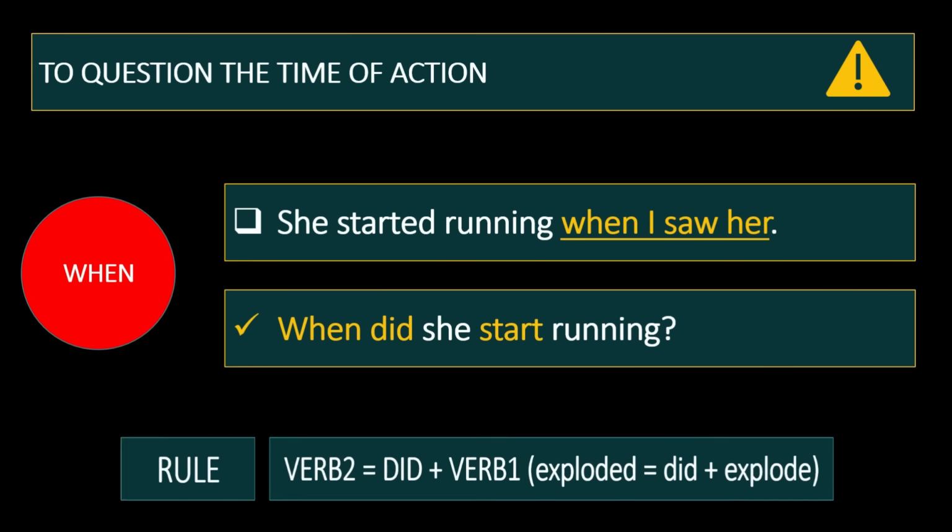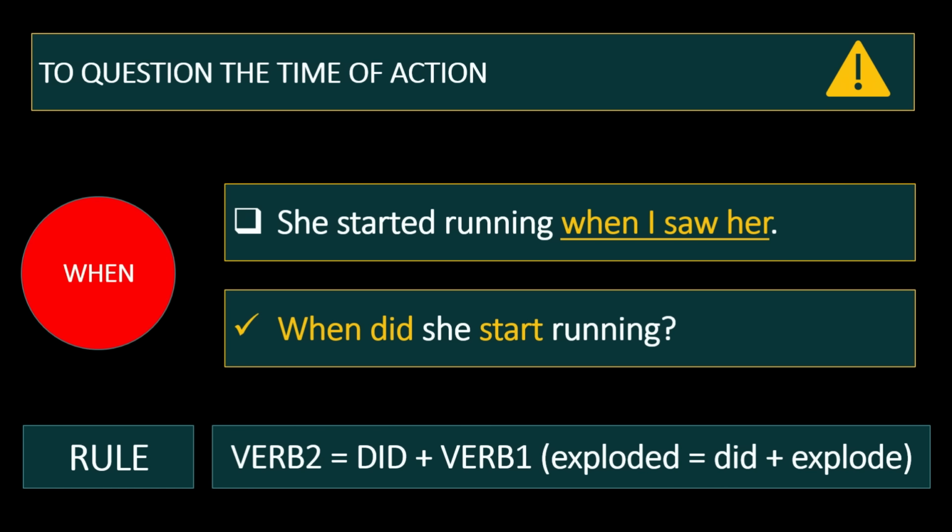I hope that is clear. This is a rule that we have applied. Started is V2. I'm sorry, I have forgotten to change this. So read this as started, did and start. Or treat this as an example. Exploded is equal to did and explode. Started is equal to did and start.